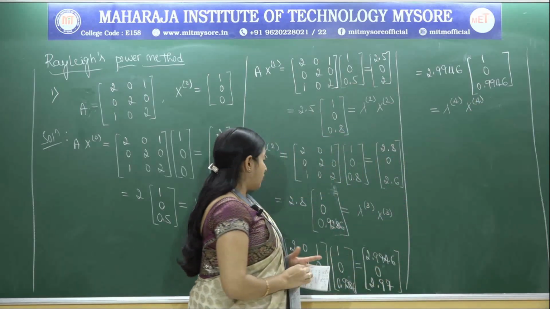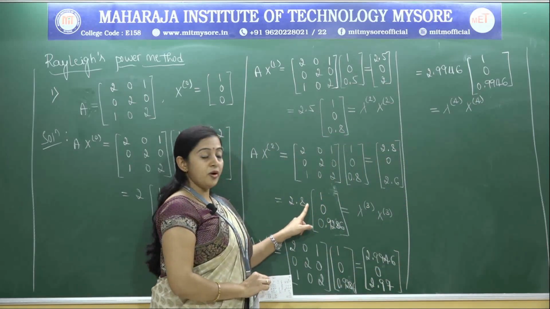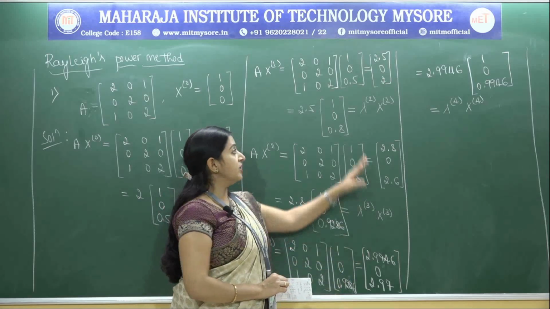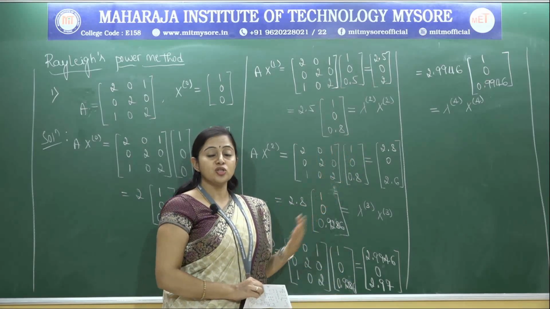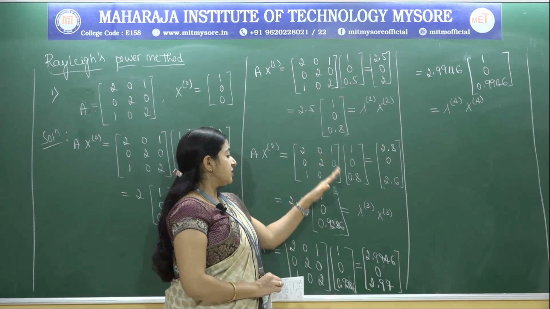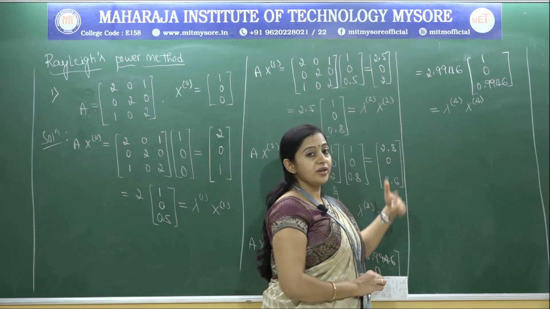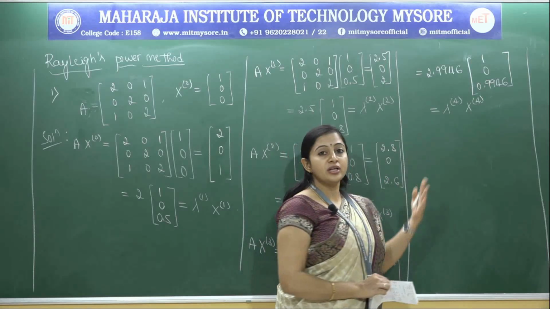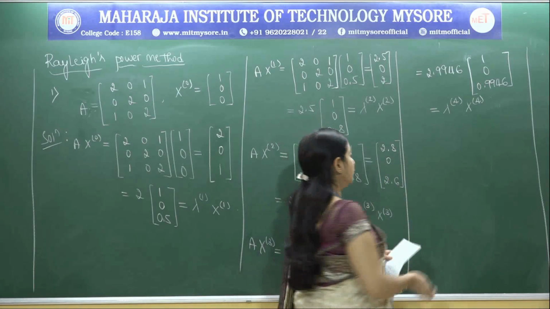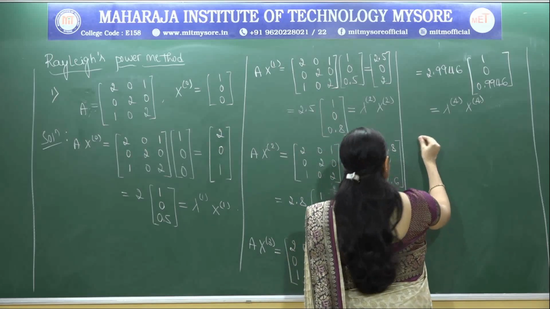I stopped till this because here you got the 2.8, the next term is 2.99. You can approximate those to 3. So I just conclude this. So the largest eigenvalue is 3. You can take one more iteration, and you will get 3 as the eigenvalue. So I stopped till this.